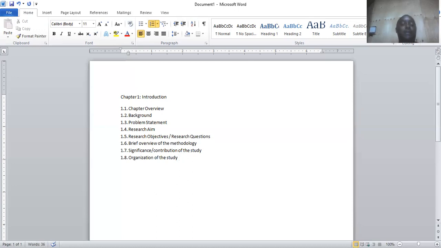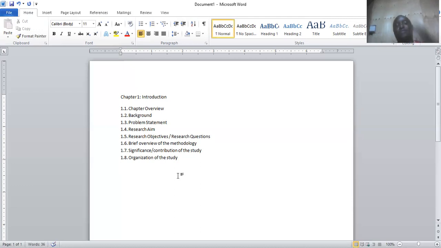And then the third chapter will be methodology, whereby the concepts and the approaches that have been used to get the sources and analyze them will be discussed. The fourth chapter will be results, whereby the results of the analysis will be provided. The fifth chapter will be discussion, and then the last chapter will be conclusion, where recommendations will also be provided. That will be the organization of the study, how the study is going to be organized.